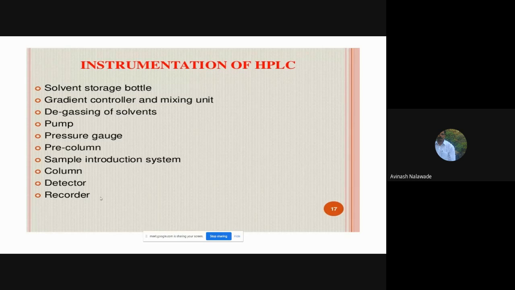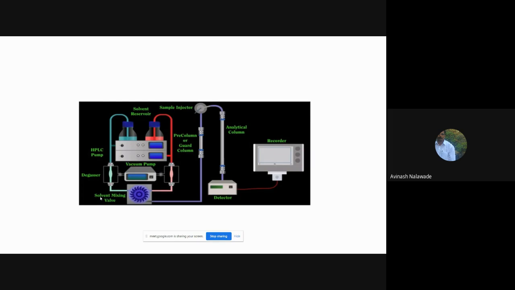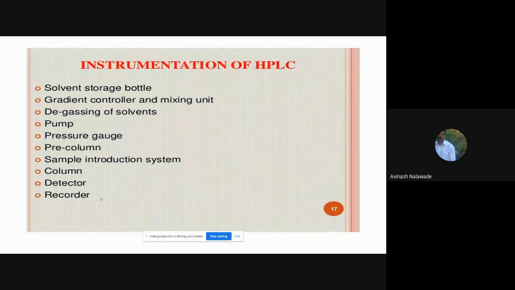Then the pre-columns. Now you know that your main column is the analytical column, and that column is the brain of the HPLC, and that must not be contaminated. So before your main analytical column, another column is placed, and that is called a pre-column or the guard column. म्हणजे तुमच्या मेन कॉलमच्या अगोदर हा प्री कॉलम आणि गार्ड कॉलम असतो, and the function of the pre-column and the guard column is to prevent damage of the analytical column. So before passing, the solvents and the analyte are passed through the pre-column or the guard column. So in this case your main column is saved from the impurity.